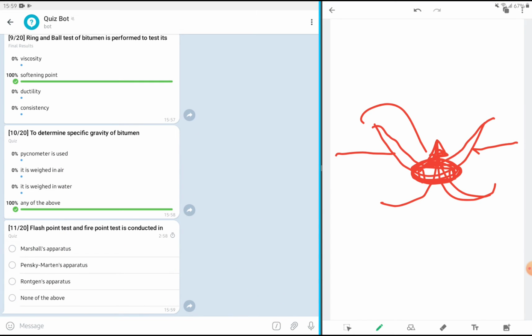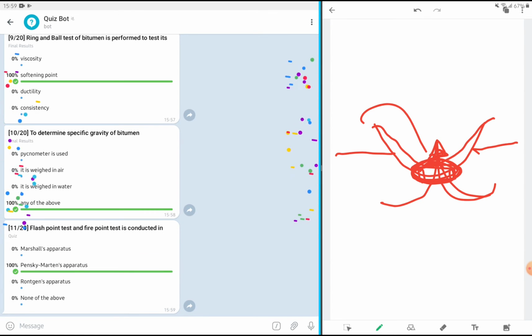Flash point test and fire point test is conducted in. These two tests are conducted for the fire susceptibility of bitumen sample. Both these tests are conducted in the Pensky-Martens cup apparatus. Not Marshall, not Roentgen, Pensky-Martens cup apparatus.